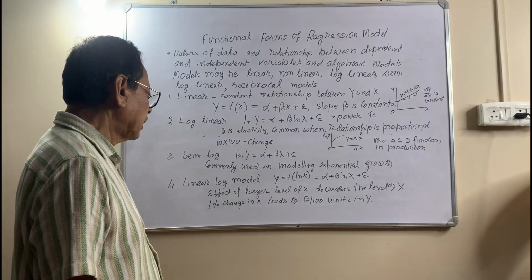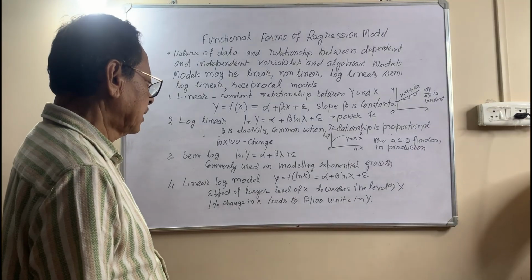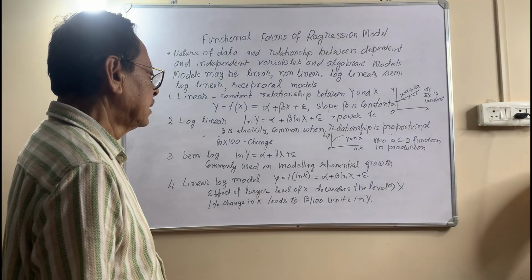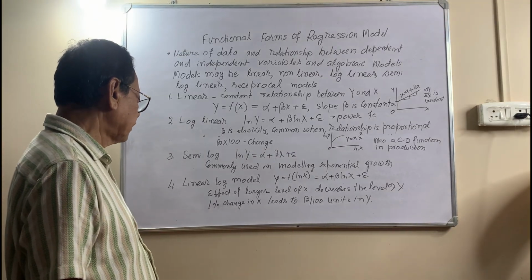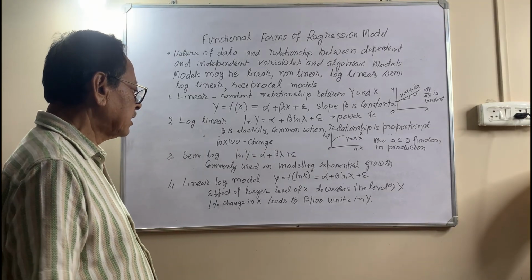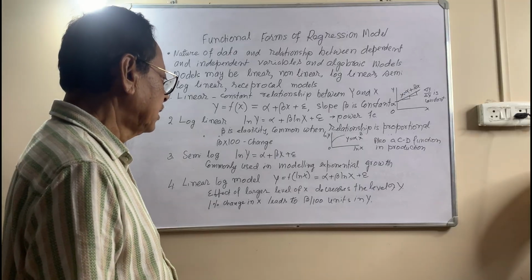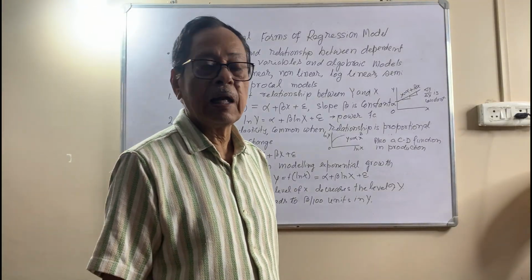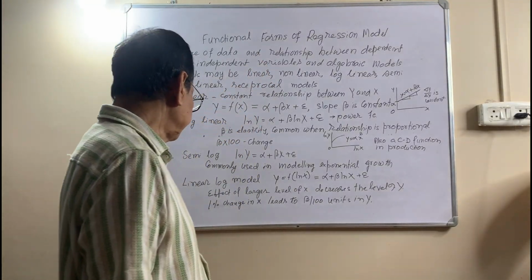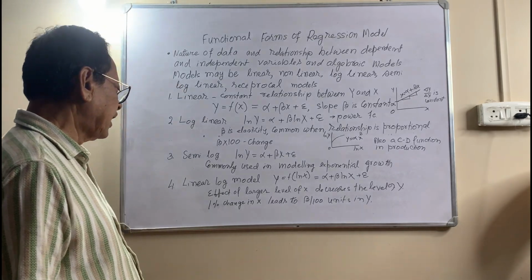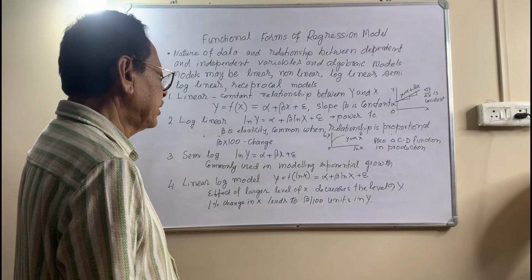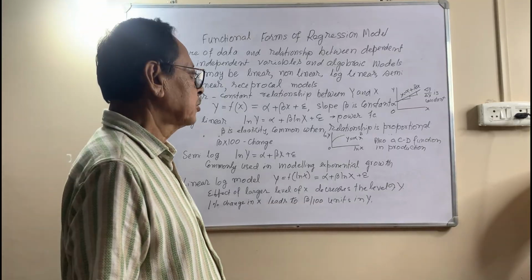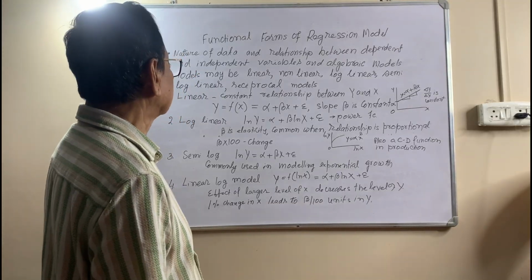So the effect of larger level of x decreases the level of y. So the characteristic is that if we use larger and larger level of x, it will decrease the level of y. So 1% change in x leads to beta by 100 units change in y. So this is the characteristic.